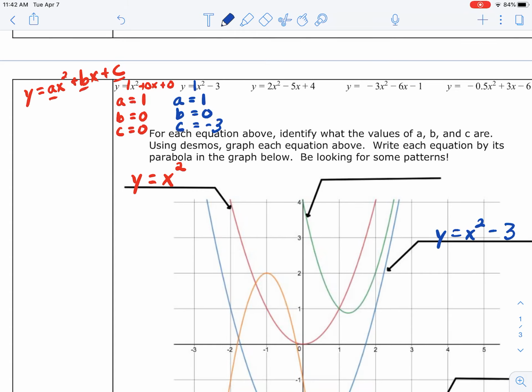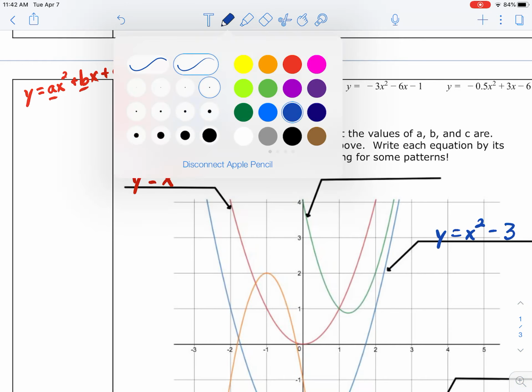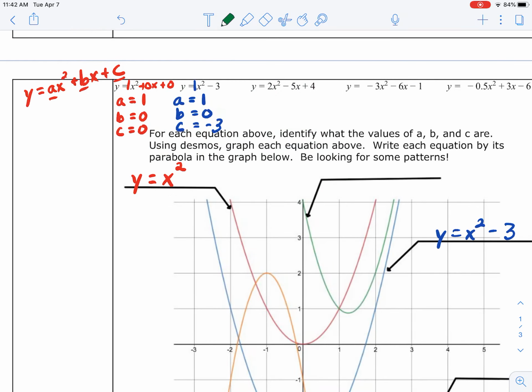Okay. Then we're looking at our next equation. So let's see, y equals 2x squared minus 5x plus 4. As you looked at your Desmos activity, you should have noticed that that one was actually our green one on our notes. So this one right here, y equals 2x squared minus 5x plus 4. This one did have a, b, and c values. It had an a value of 2, a b value of negative 5, and a c value of 4.